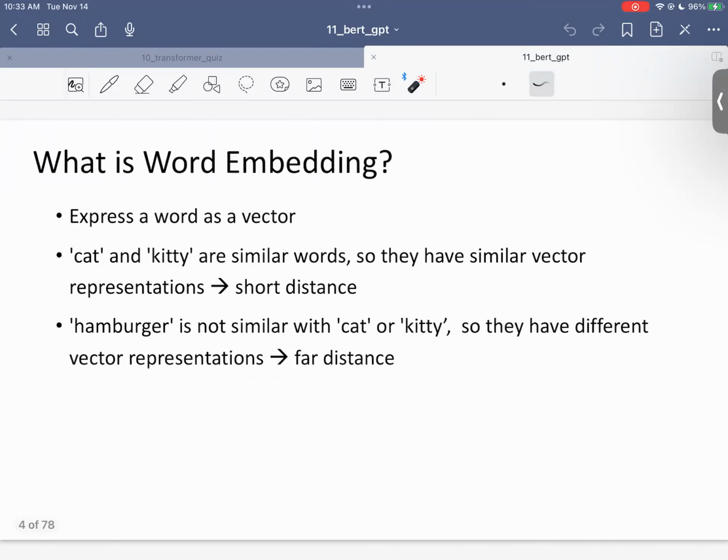So, brief review, word embedding. Word embedding was representing a word as a vector. We sometimes call it a word representation vector as well. The intuition is that we want the embeddings of cats and kitties to be similar to each other, and the embeddings of hamburger and cat to be dissimilar to each other.